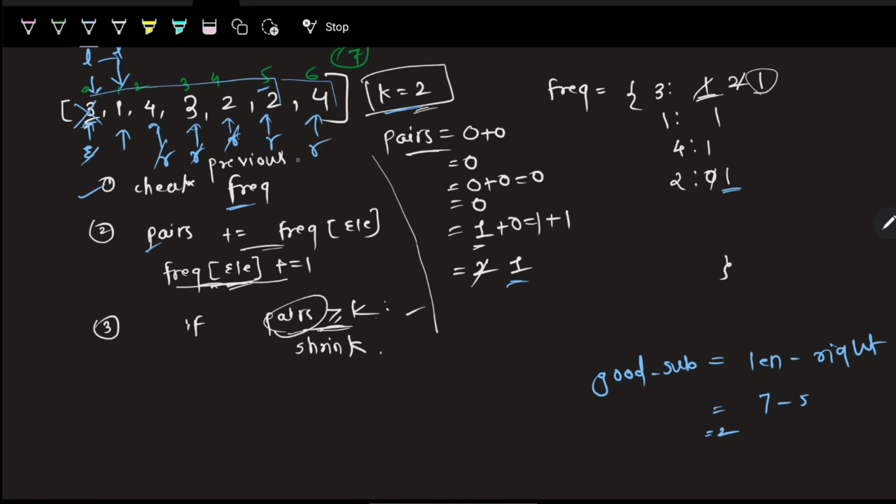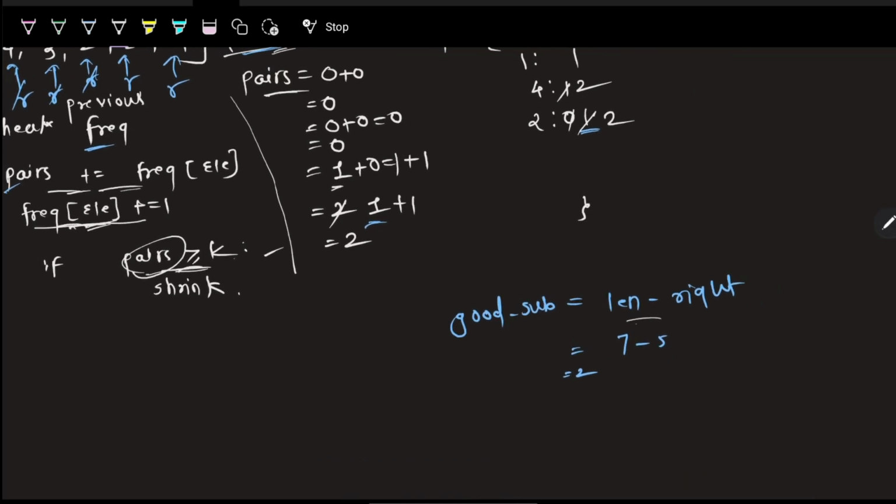Now I will check, what is the previous frequency of 4? That is 1. So I will say pairs equal to the frequency of that element, that is 1 plus 1, that is 2, again 2. Now I will increment the frequency of that element, that will become 2 now here. Correct. And this would have been again 2, of course. So I forgot to update it. So now I will shrink my window.